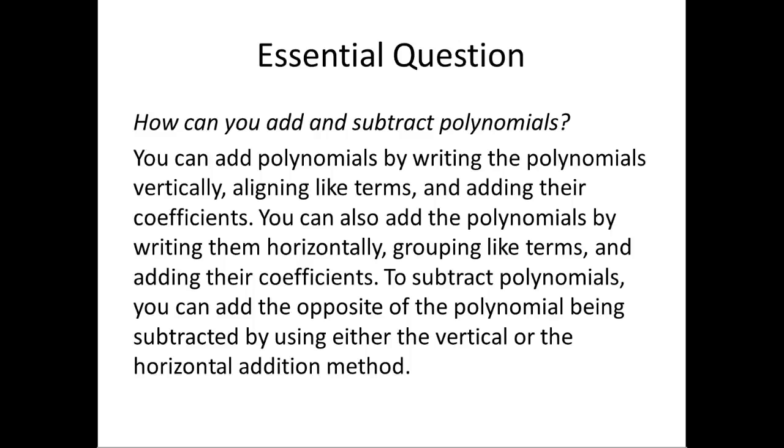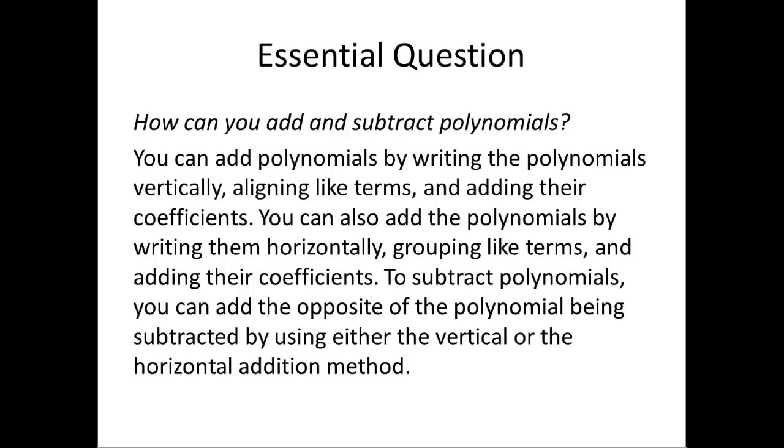Alright, so in this lesson we learned how we can add and subtract polynomials. You can add the polynomials either by writing them vertically, aligning like terms and adding their coefficients, or you can add the polynomials by writing them horizontally, grouping up the like terms and then adding their coefficients. Subtracting polynomials is the exact same thing.